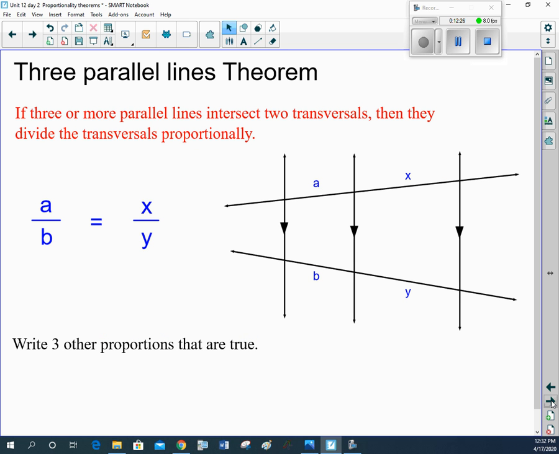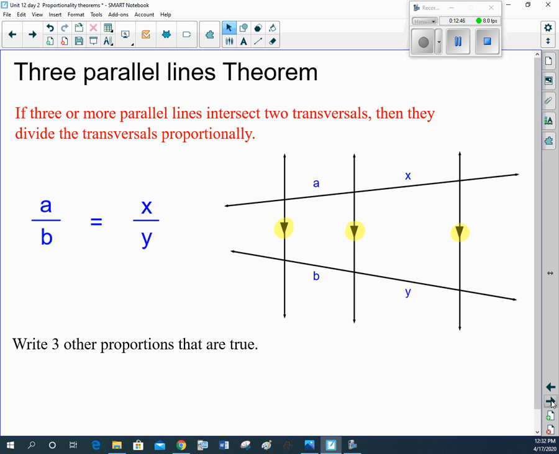Okay, this next one is a new theorem. If three or more parallel lines intersect two transversals, then they divide the transversals proportionally. So here are our parallel lines. This symbol right here is marking parallel. So we've got these three parallel lines, and it is marking things in proportion.